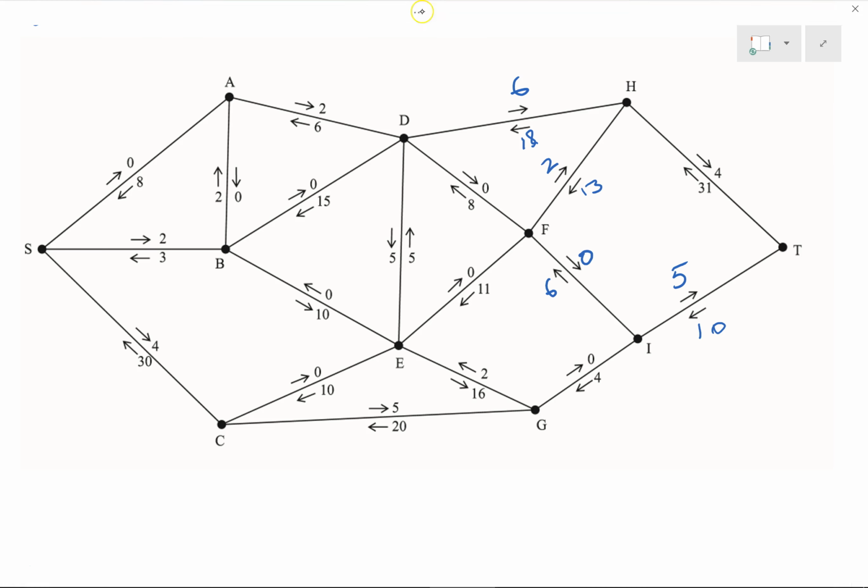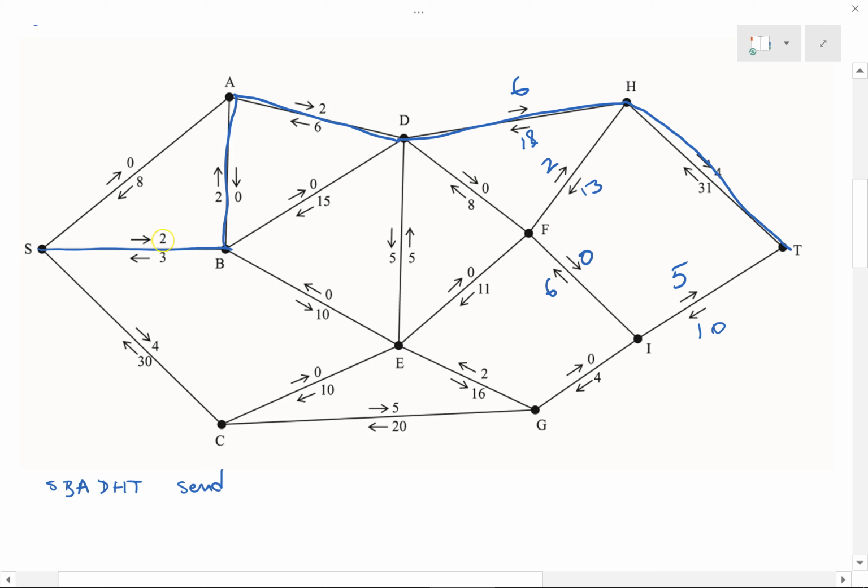Okay, so let's just look for some flow augmenting routes. In order to find a path, we need to make sure that none of the arrows in which I'm going are 0. So you can see there's a lot of ways I could go. The most obvious one I'm seeing at the moment, SBADHT. SBADHT, and we must say what we send.